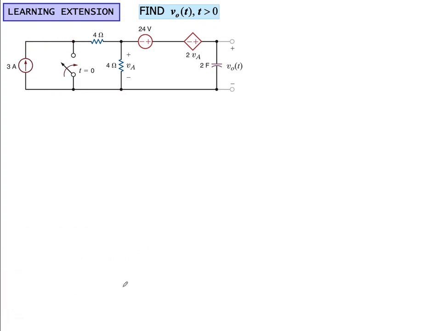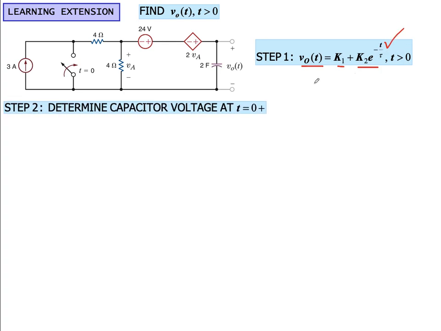The first step is to write down the generic equation of the output. We already know that for first order circuits, v_o(t) is K1 plus K2 e raised to the power minus t by tau. For the second step, the first thing we need to do is find the capacitor voltage at t=0+. That is the initial condition. For the initial condition, we analyze the circuit at t=0-, and we know that the voltage across the capacitor is continuous. So the voltage at t=0- will be the same as at t=0+.